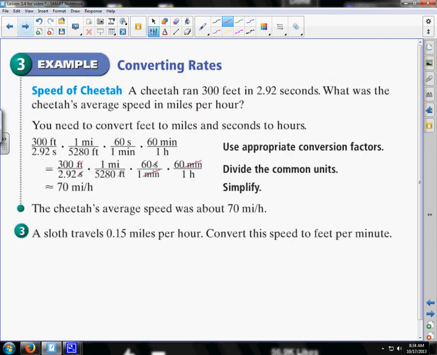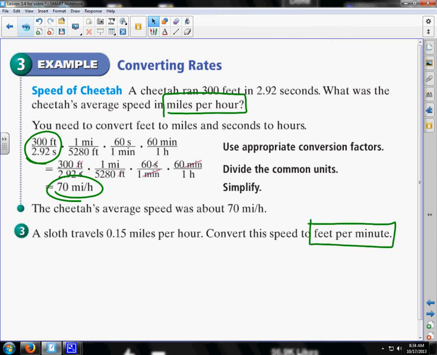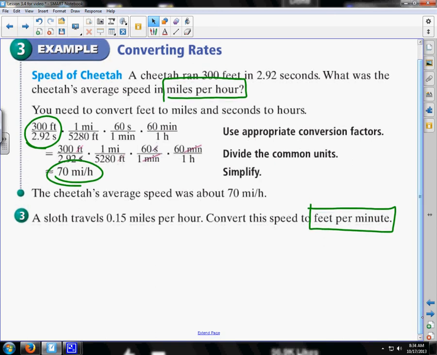We're going to do this again, if you remember. It says a cheetah ran 300 feet in 2.92 seconds. What was the cheetah's average speed in miles per hour? So they did 300 feet over 2.92 seconds, and then they converted it to miles per hour, and they got 70 miles per hour. So try this. A sloth travels 0.15 miles per hour. Convert this speed to feet per minute. So try that problem and then we'll correct it.